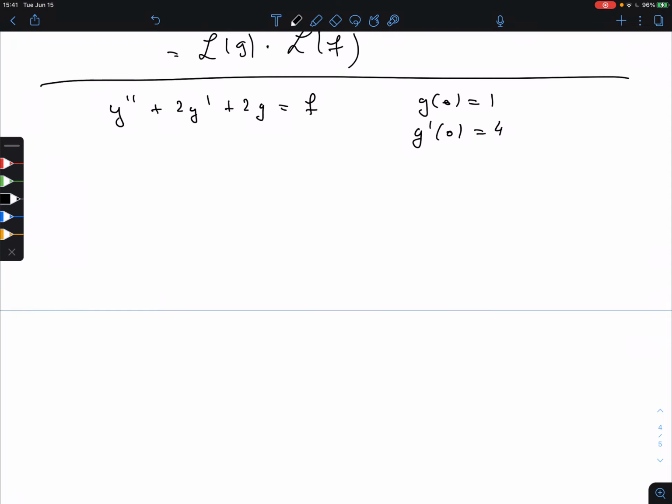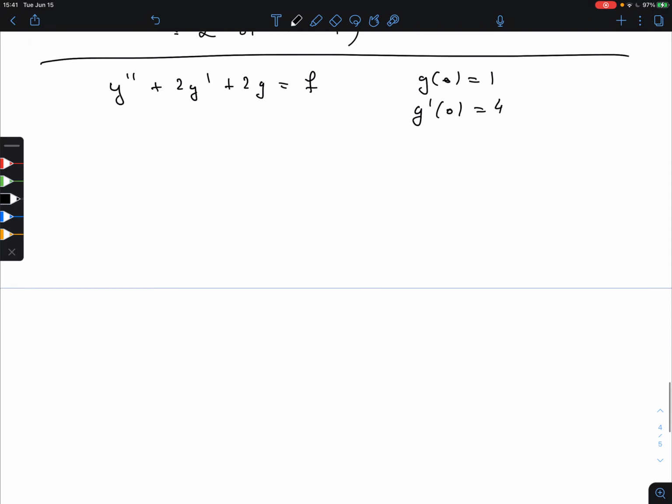I'm just taking some numbers here. Okay, so what is the goal in this chapter, at least for this part, for these differential equations? It is to find a formula for y which only contains a convolution integral. Okay, so how do we work on this?